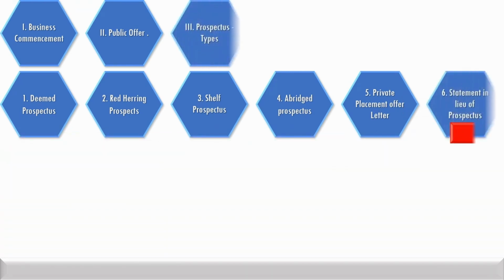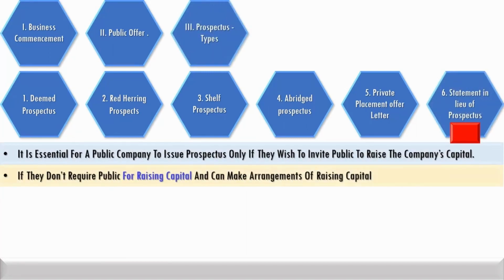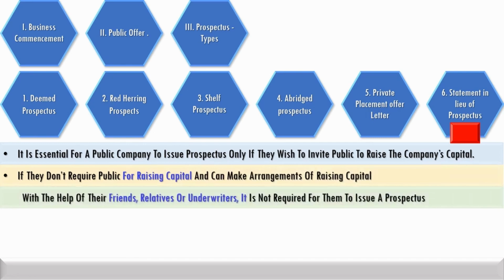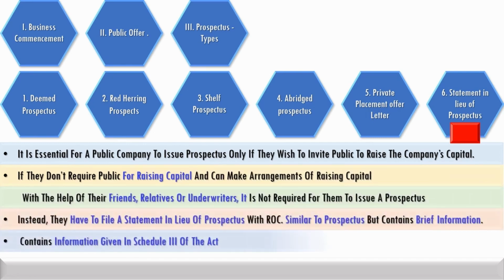Prospectus is required to be issued when you are mobilizing money from the public for a public company. Instead, if you are raising capital from friends, associates and underwriters, it is not required to issue a prospectus. Only a statement in lieu of prospectus needs to be filed with the ROC. The contents of a statement in lieu of prospectus will be similar to a prospectus but will be very brief, and the information will be strictly as required in terms of Schedule 3 of the Act.